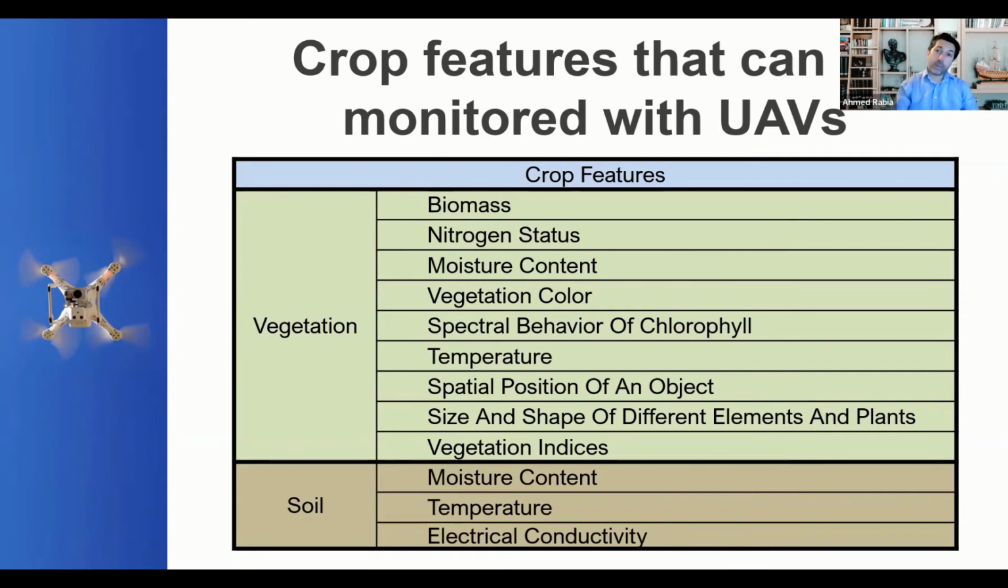This is what you can capture using a UAV image, but you need to deal with vegetation indices. If you're not familiar with vegetation indices, you can calculate some indices using the image to measure some features in the crop, in the leaves, or in the soil. And using these vegetation indices, you can get more information than the raw or normal image.